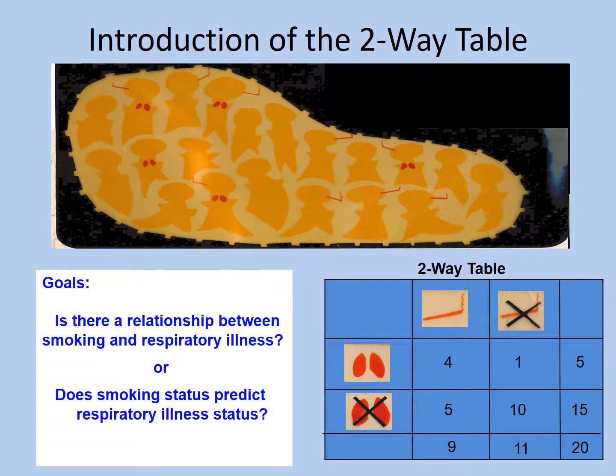A two-way classification table such as shown here allows us to address the general question of whether or not two variables are related to one another. Thus, in our example, we can use these data to determine whether or not there is evidence of a relationship between smoking and respiratory illness, or stated another way, whether knowing one's smoking status can predict respiratory illness status. We will address this general question in this presentation by way of another example.